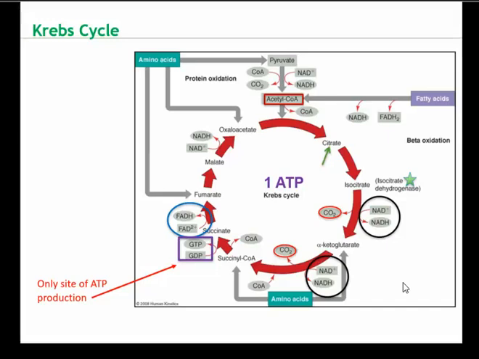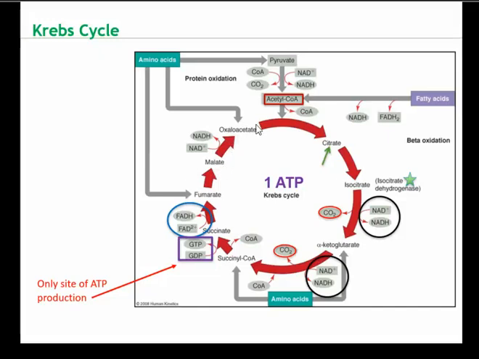Okay, so next is step 7, which is this arrow right here. We have fumarate to malate. Water is added. It's not shown in the picture, but water is added to fumarate, and then malate is produced. So this is a really simple conversion. We just add water.